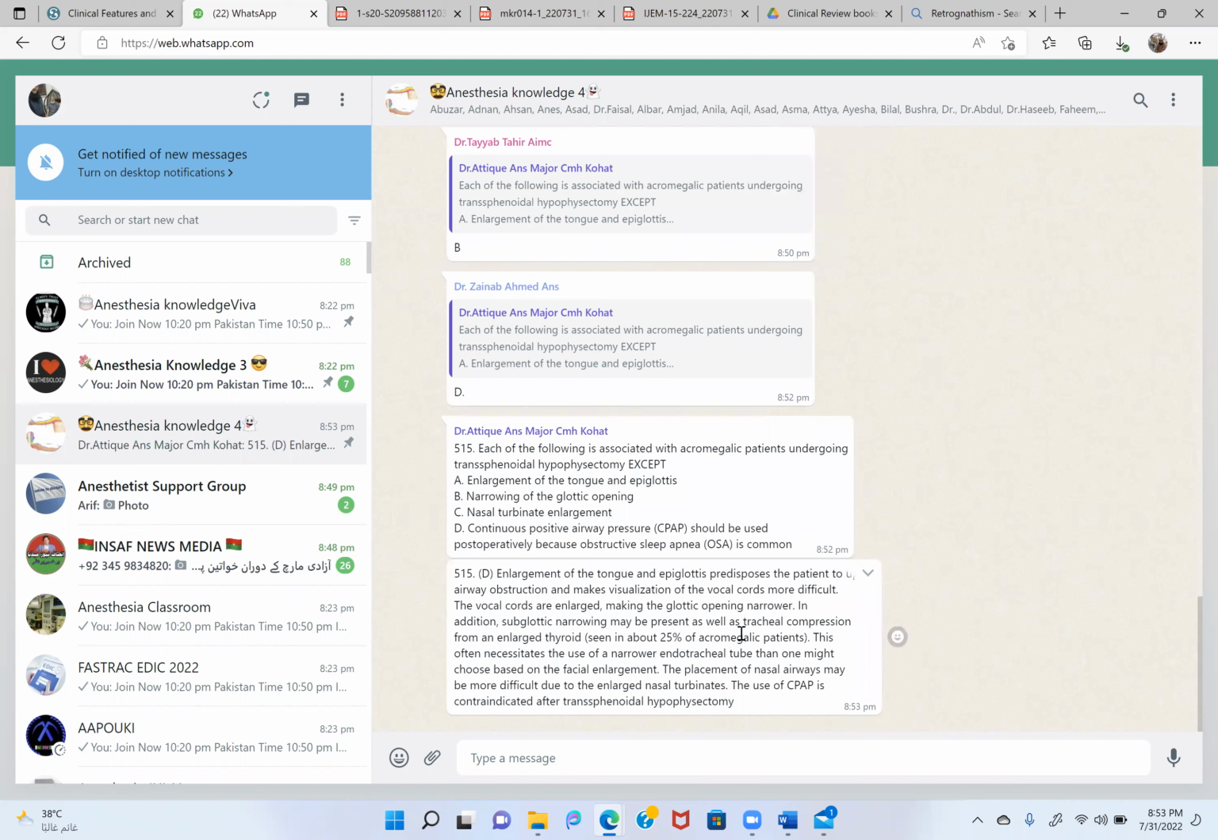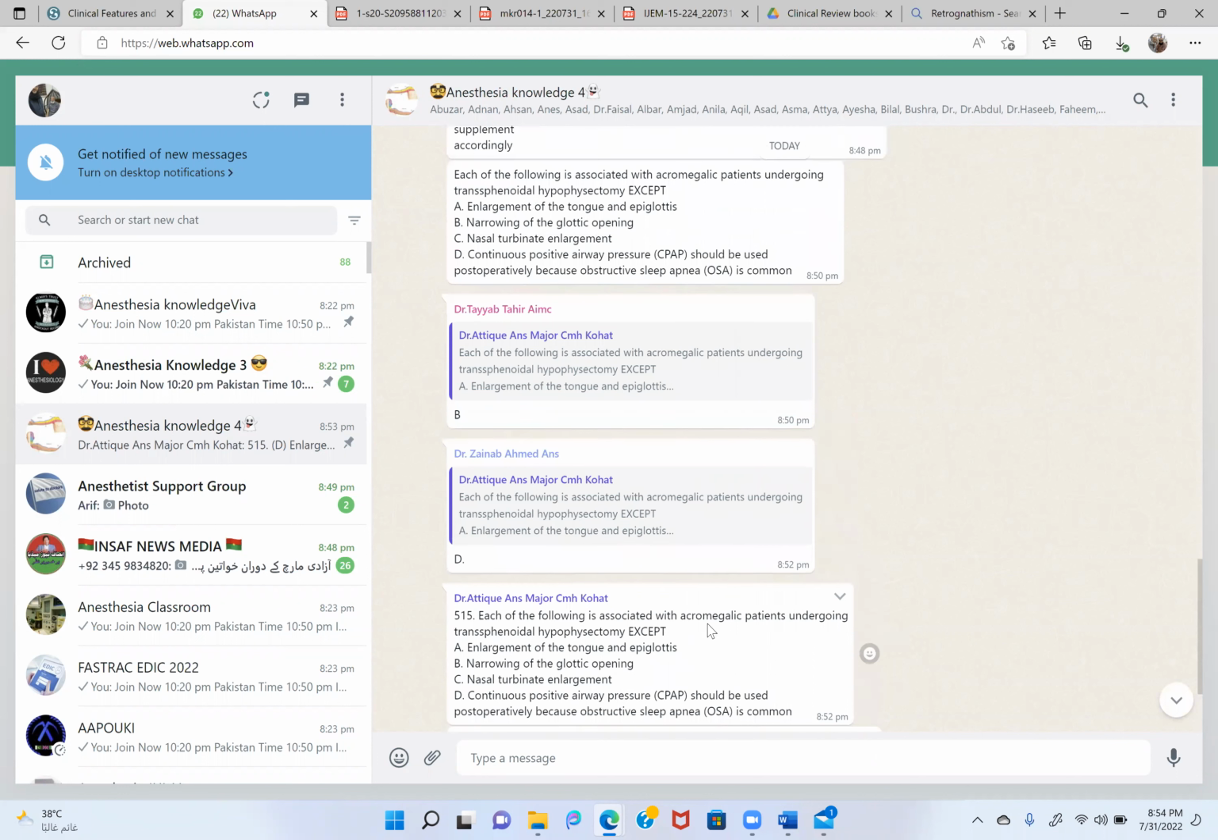I sent it. Enlargement of the tongue and epiglottis predisposes the patient to upper airway obstruction and makes visualization of the cords more difficult. The vocal cords are enlarged, making the glottic opening narrower. In addition, subglottic narrowing may be present, as well as tracheal compression from an enlarged thyroid in about 25% of patients. This often necessitates the use of a narrower endotracheal tube. The placement of a nasal airway may be more difficult due to enlarged nasal turbinates. The use of CPAP is contraindicated after transsphenoidal surgery.